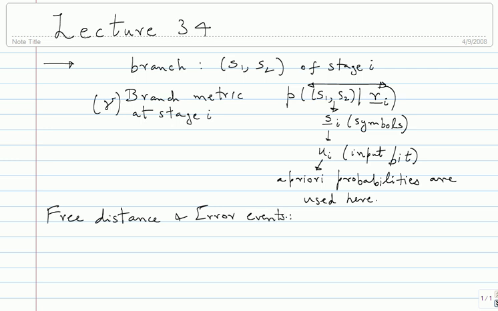Again, I'm going to do this with an example. My convolutional encoder is going to be a simple feed forward, non-recursive encoder. I'm going to take a trellis for this. Let me draw the trellis. The trellis is going to start. I need a few stages of the trellis. If I do an arbitrary stage, I know it's got 4 states, right?